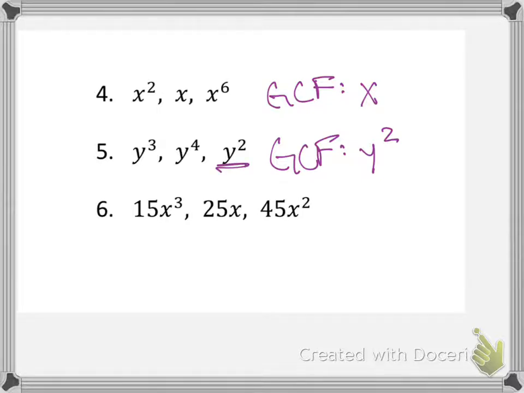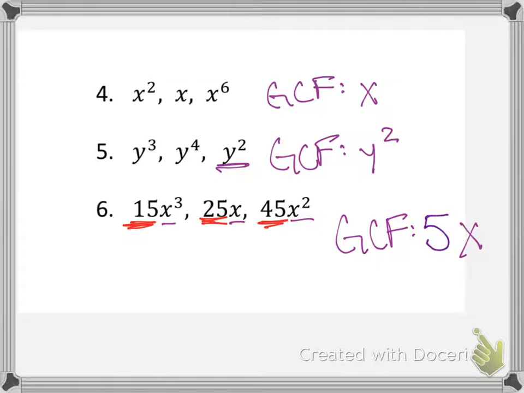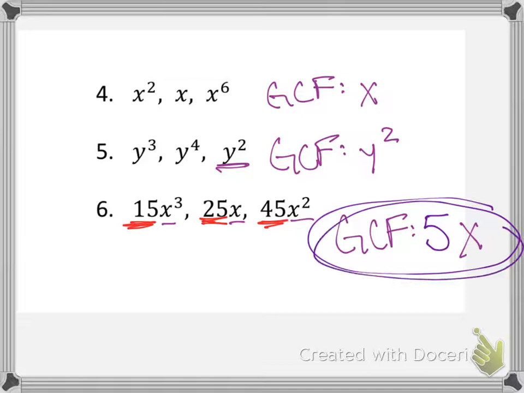And when I'm looking at number 6, my greatest common factor, well, if I were to look at just the variables, x to the third, x, and x to the second power, my greatest factor is x. However, then I also have to look at these numbers, my coefficients in front, 15, 25, and 45. Out of those, my greatest common factor is 5. So my total GCF is 5x.